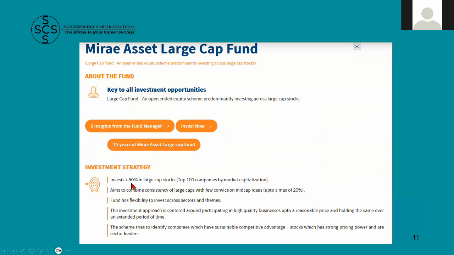So let's see. Now here, as we drill down, we see that what they are saying is that it invests minimum 80% in large cap stocks. Okay, and it's not a pure large cap fund. So minimum 80% large cap stocks. So what happens to that other 20%? If they invest 80%, what happens to the other 20%?